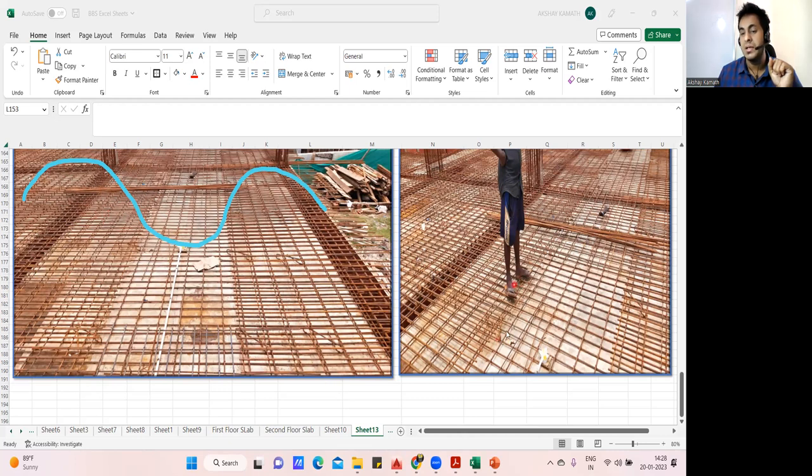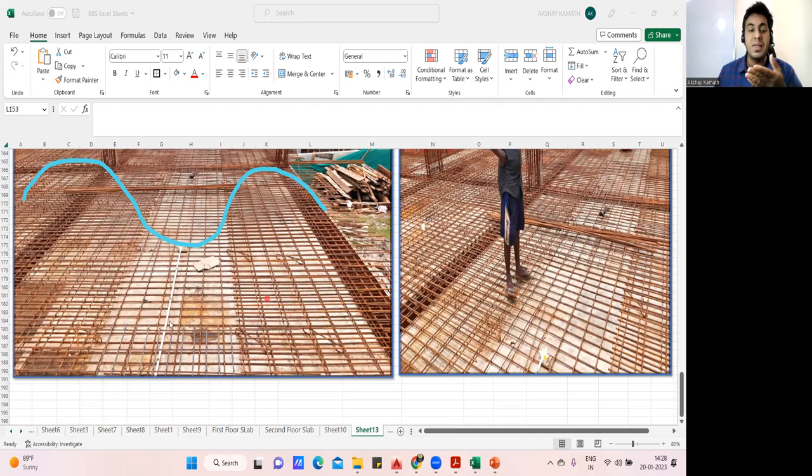Now look at this guy. They have given a chair bar here and there is no chair bar kept here. So I'm making 1%. This guy is hardly 50 kg. The weight of this guy is 50 kg and he's standing on this. Now what has happened? Whatever top steel you have provided, everything has gone to the bottom, isn't it?